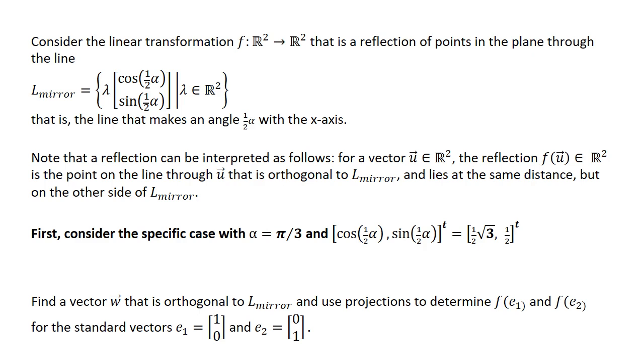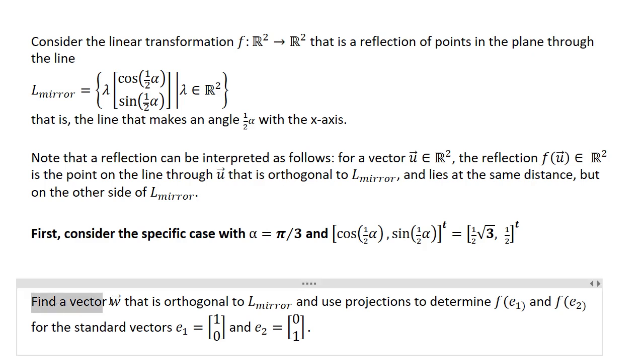So find a vector W that is orthogonal to L mirror and use projections to determine f of E1 and f of E2 for the standard vectors E1 equals (1, 0) and E2 equals (0, 1). So the first part of this question, find a vector W that is orthogonal to L mirror. What that's asking us to do is discover any vector, and we'll call it W, that is orthogonal to L mirror. And orthogonal means perpendicular.